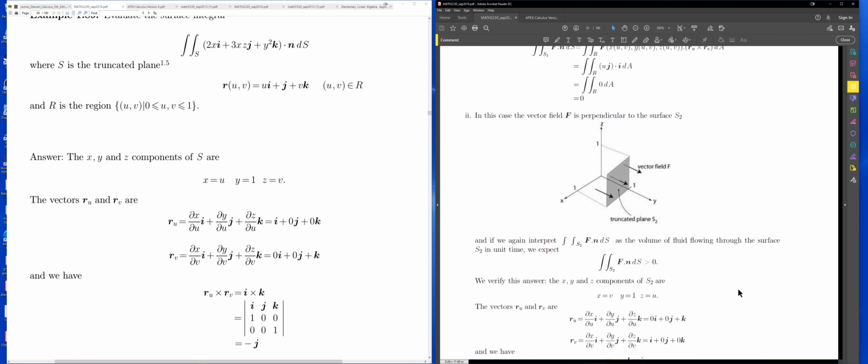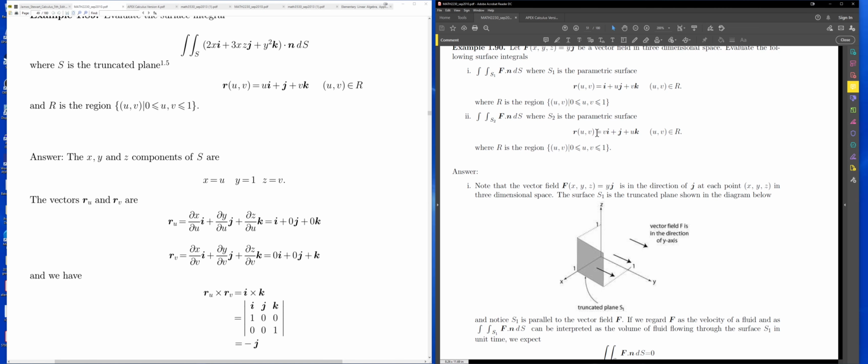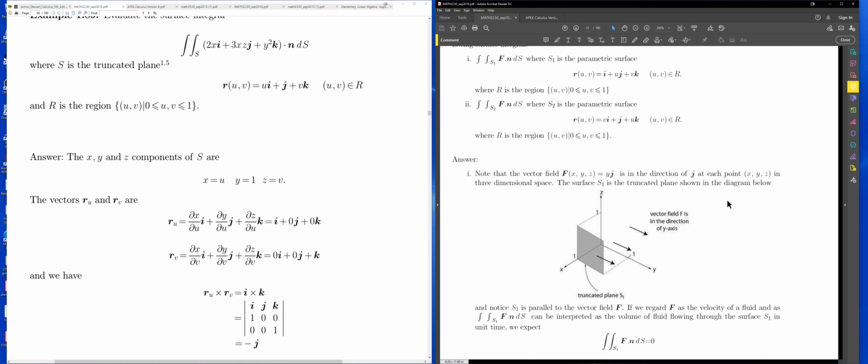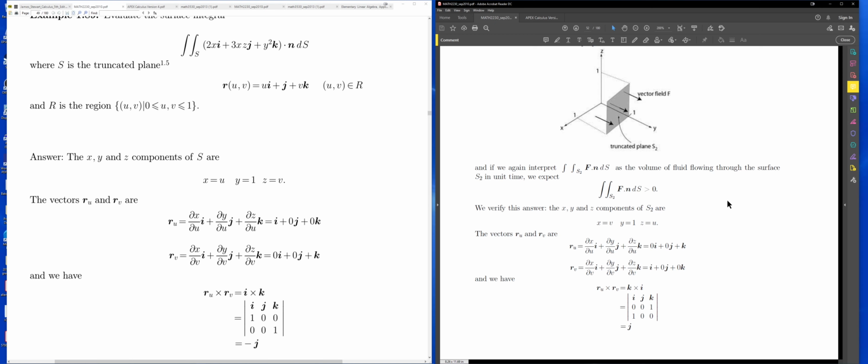And then I'm going to differentiate with respect to v, and this is for the S2. When I differentiate with respect to v, I'll get a 1 here, a 0 here, and a 0 here, so I get an i. So here I have a k, and over here I have an i. Then r_u cross r_v would give me k cross i, and in this case what I will get is j.